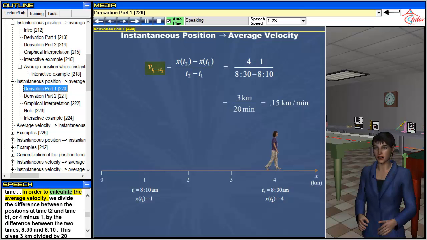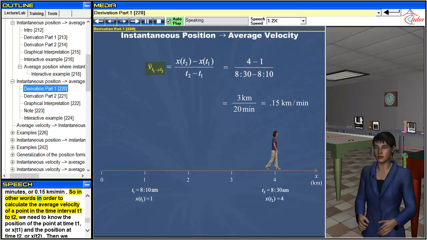In order to calculate the average velocity, we divide the difference between the positions at time t2 and time t1, or 4 minus 1, by the difference between the two times, 8:30 and 8:10. This gives 3 kilometers divided by 20 minutes, or 0.15 kilometers per minute.